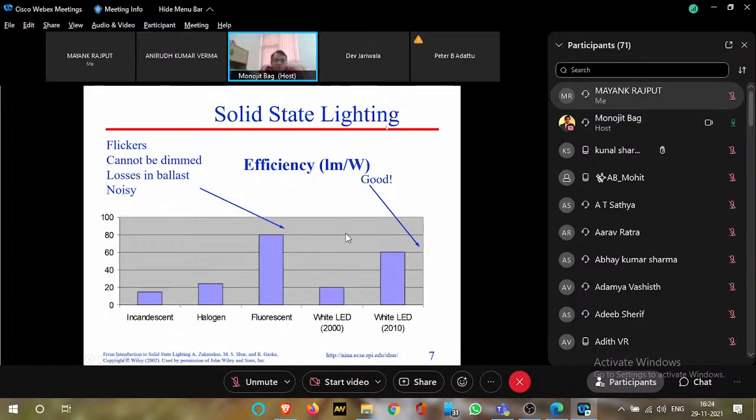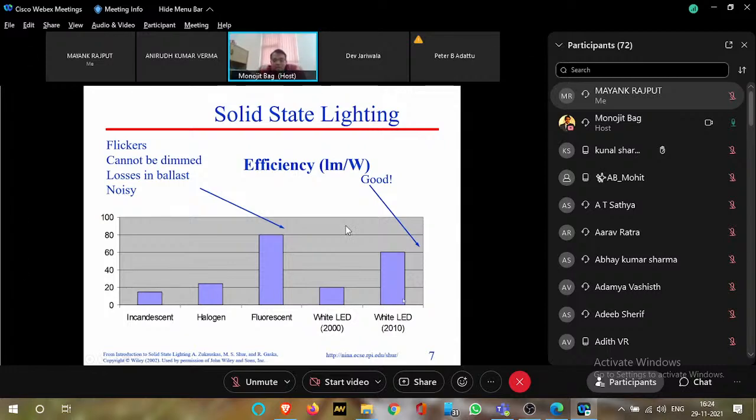And if you look at the efficiency, initially it was incandescent, then there was the halogen lamp, which is supposed to be more efficient than the incandescent lamp. Then fluorescent came into the picture, almost 80 lumen per watt. We'll talk about all these efficiency parameters. But at that time, the white LED was not so efficient. Probably that is the reason why fluorescent became so popular in the early 2000s, right?